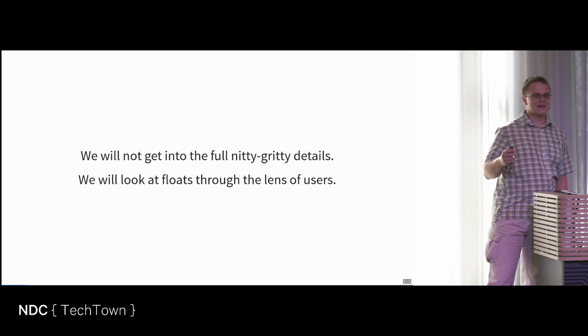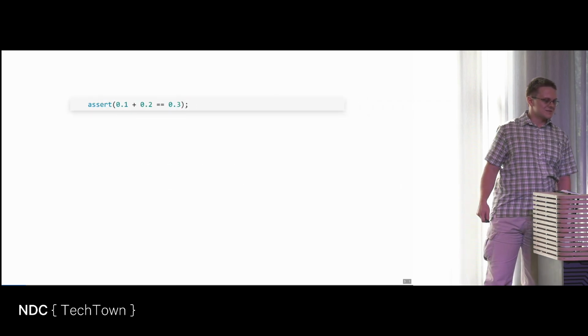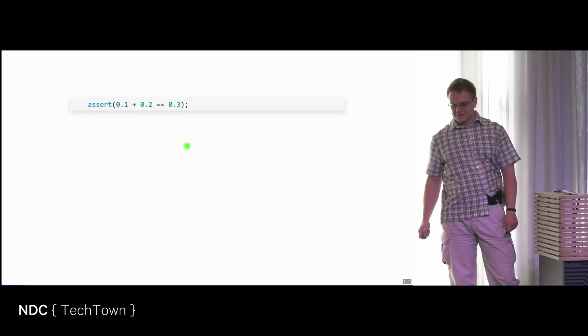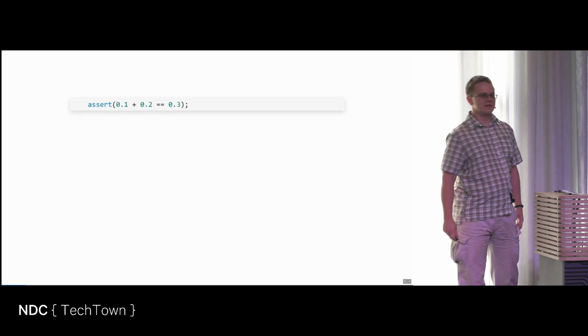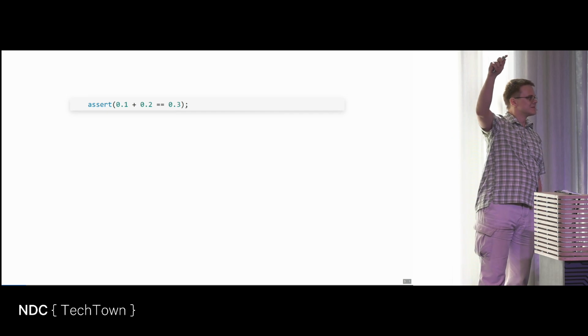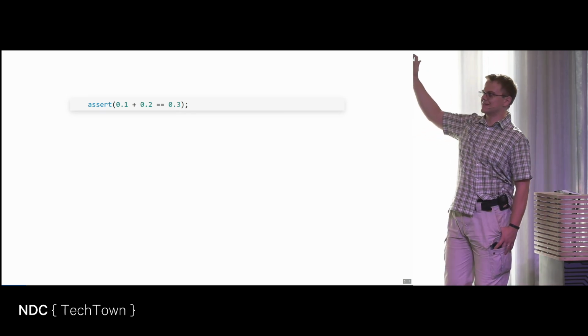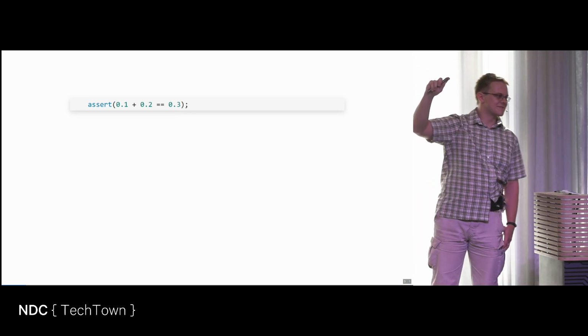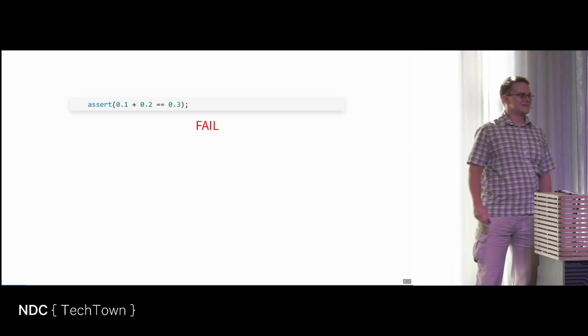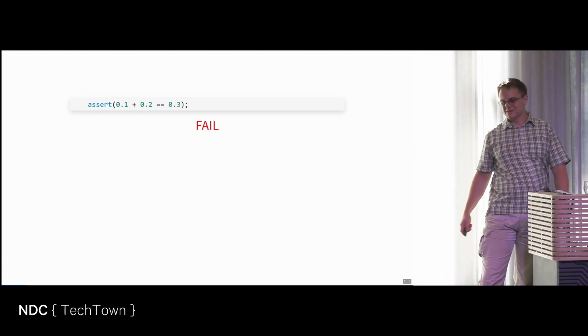And I want to start with a quick quiz. We have an assert, and we say, okay, so 0.1 plus 0.2 should be equal to 0.3. Will this pass or will this fail? I have votes for fail. Yes, this will fail. We have all seen this example at some point.